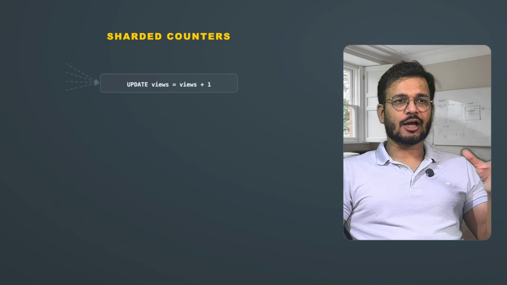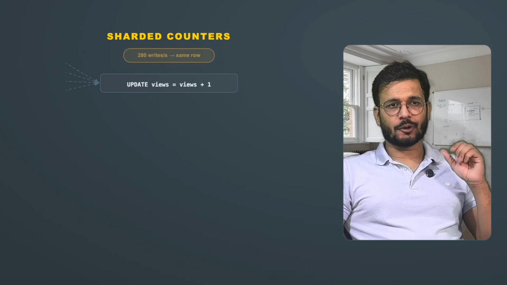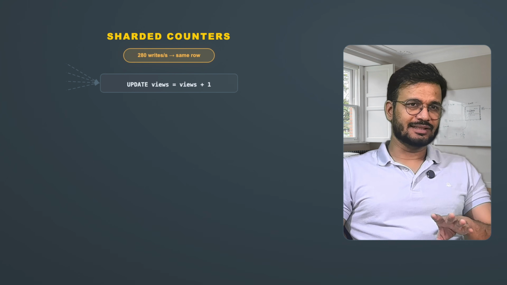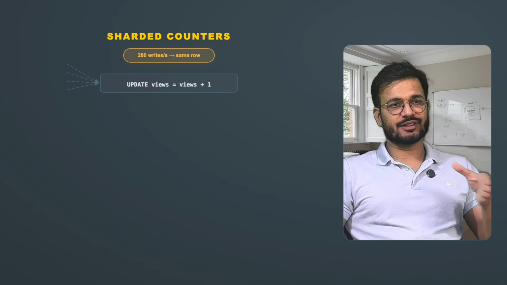Then we have the sharded counters for views and likes. Let me talk about the view counter problem. A viral video gets around 1 million views in an hour. This is 280 views per second, all trying to increment the same row in the database.